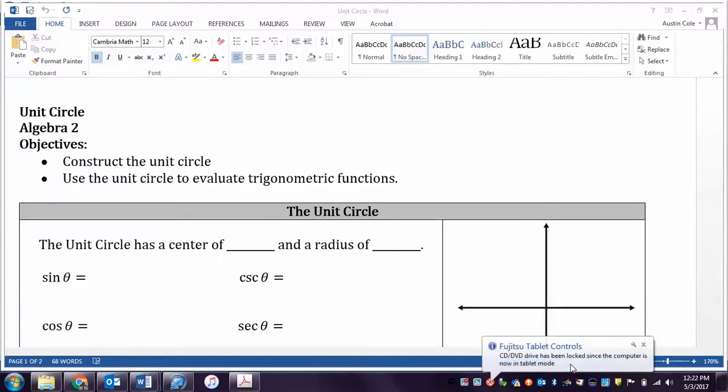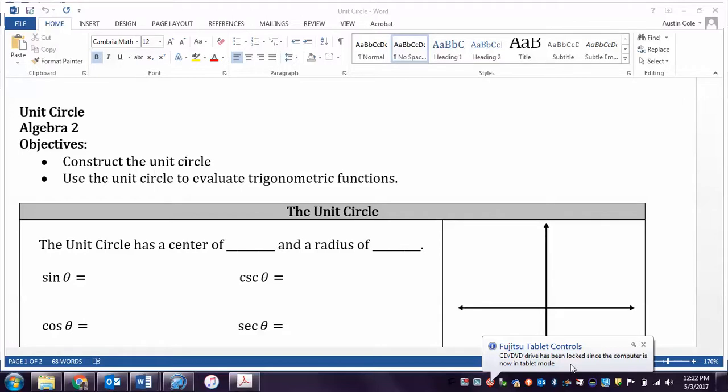Okay, so this lesson is simply called the unit circle. Our objectives today are to be able to construct the unit circle, make it ourselves, and we're actually going to do that twice today. And then we're going to use the unit circle to evaluate trigonometric functions, okay?